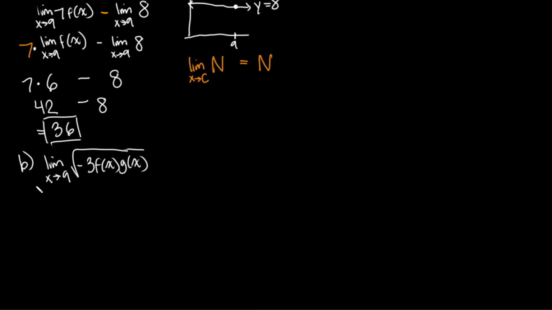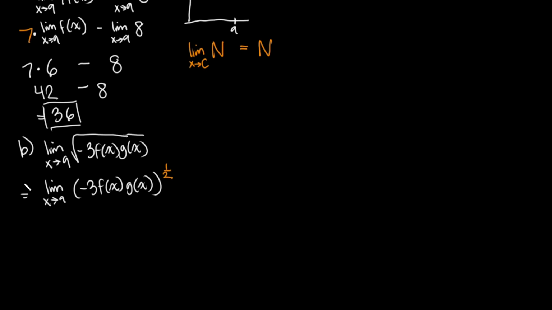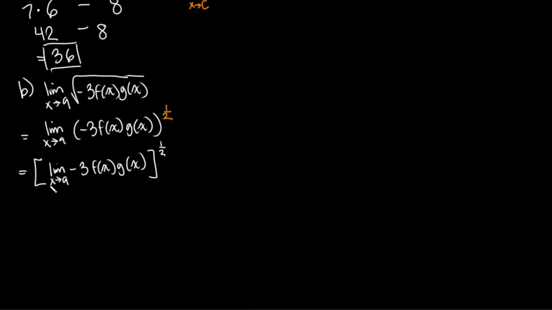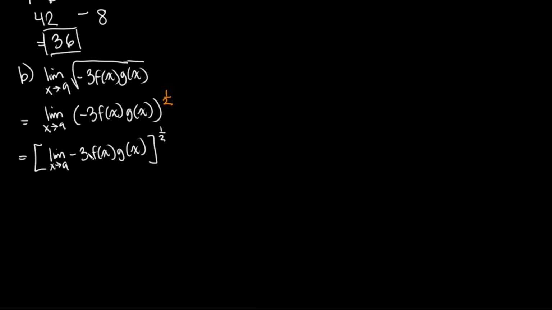Well, the square root can also be rewritten as the limit as x goes to 9 of -3 f of x, g of x to the 1/2 power. And so by doing this, we can actually push this out. So we can say this is equal to the limit as x goes to 9 of -3 f of x, g of x, all to the 1/2 power. Isn't that useful? Now we can actually pull this 3 out from the limit.